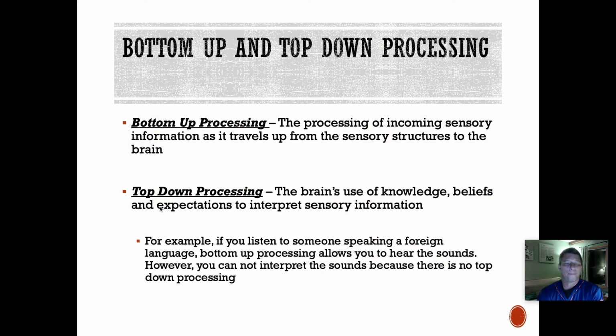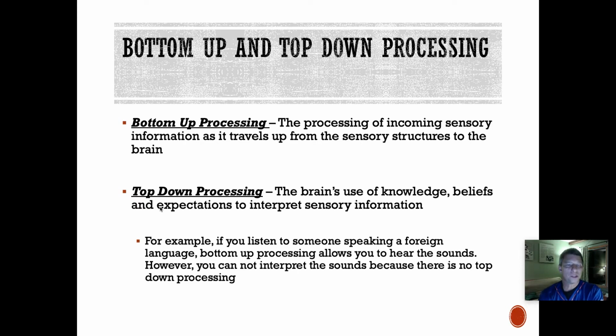Bottom-up processing is the processing of incoming sensory information as it travels up from the sensory structures to the brain. In other words, these again are the light rays. This is the sensation aspect of this, if you will.